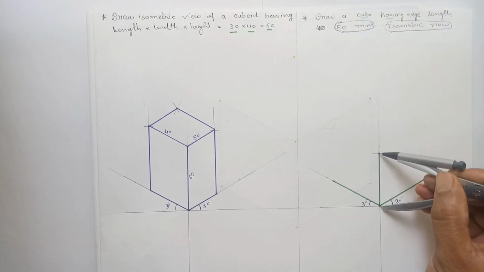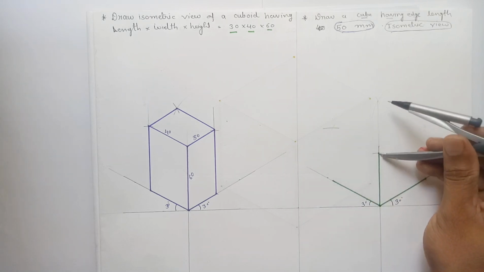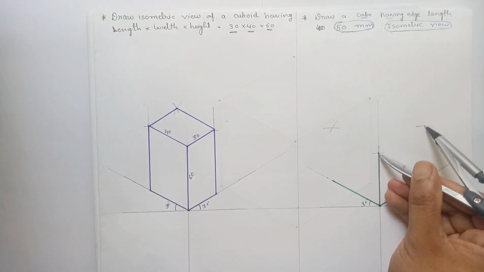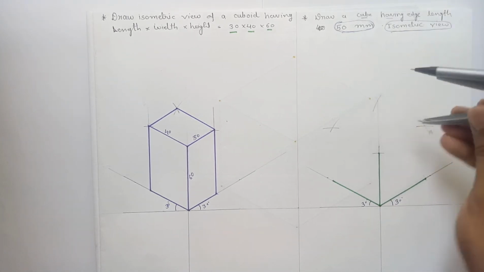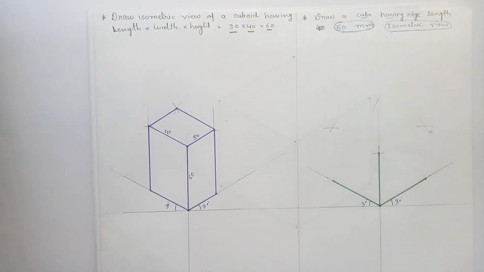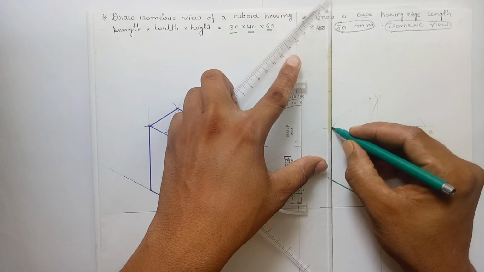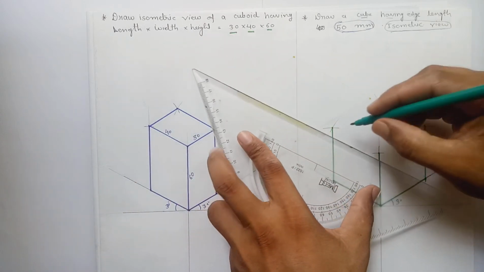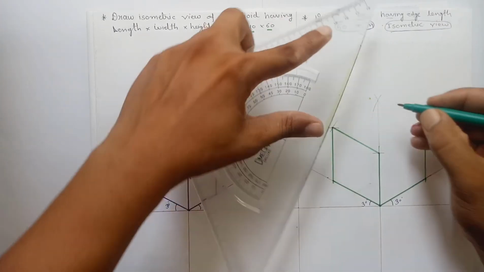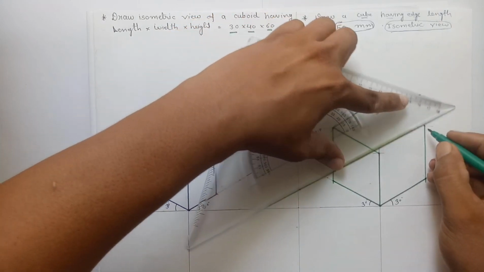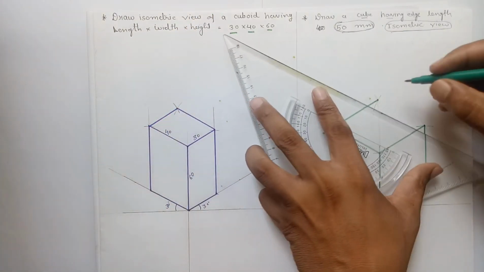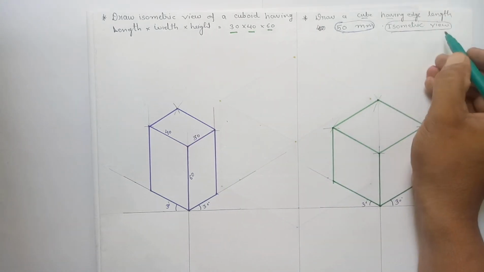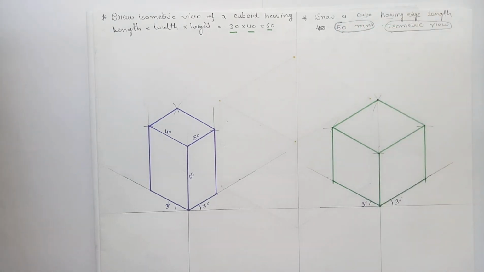Now here we have already measured 50 mm. Give an arc from here, 1, 2, 1, 2, and from this point 1, from this intersection point 2. Now join these points to complete the cube. 1, 2, 3 and 4. So this is the cube, or isometric view of the cube having edge length 50 mm.